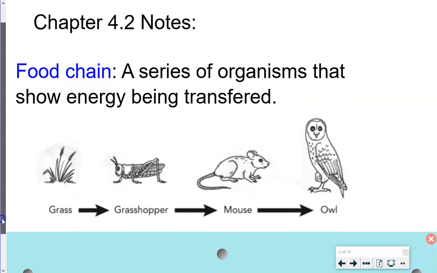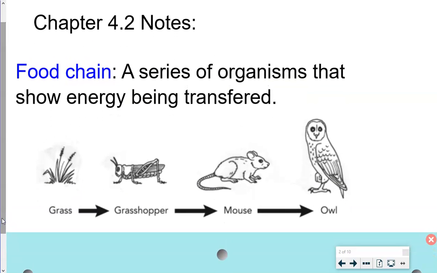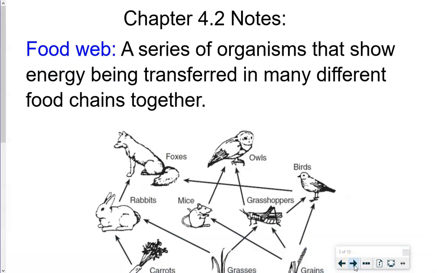All right, so this is a simple food chain, but in real life, it's not really this simple. An owl doesn't just eat mice. An owl's also going to eat squirrels and gerbils and a whole bunch of other stuff too. So to show that more realistically, we're going to use something called a food web. A food web is kind of like a spider web where there's lots of connections. It's a series of organisms that show energy being transferred in many different food chains together.